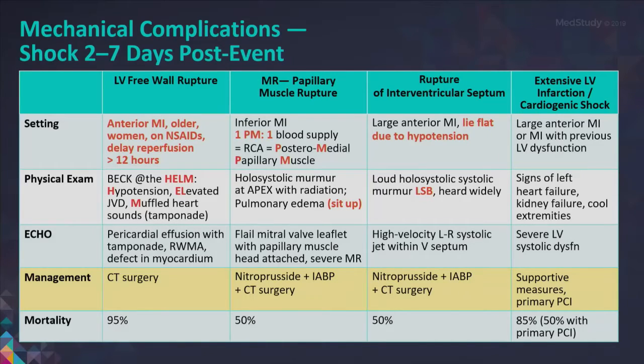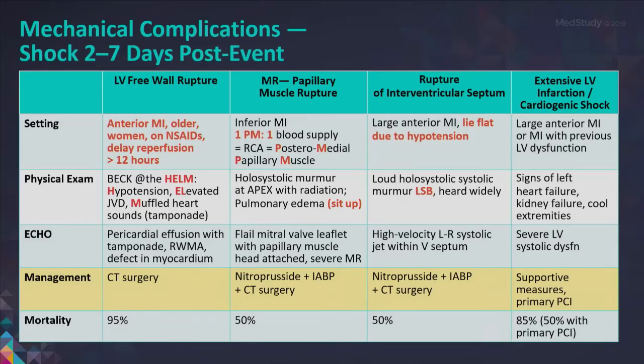Anyway, the main mechanical complications that we see are left ventricular free wall rupture, and papillary muscle rupture, in particular with the right coronary artery, because blood flow from the right coronary artery supplies the posteromedial papillary muscle. When that's taken out, it can become ischemic, die, and pull off. So in particular, think of that if someone's come in with an inferior STEMI. Then rupture of the interventricular septum, and finally, severe cardiogenic shock, like our patient in lecture 1 who presented with cardiogenic shock.